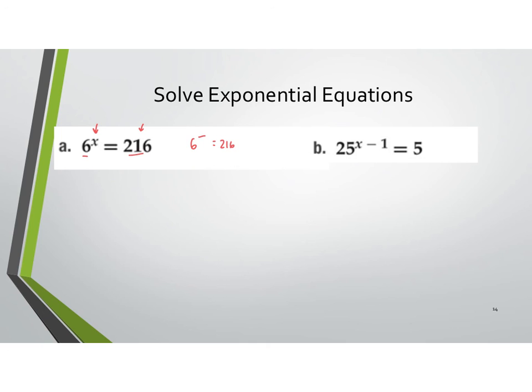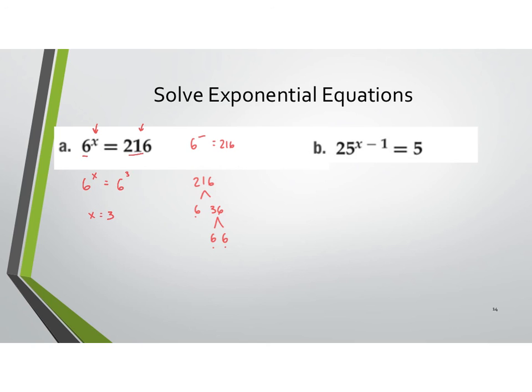So I'm going to break this number down. I have 216, and since I know my base has to be 6, I'm going to just start dividing by 6 and see what that takes me. This is 6 times 36, which means 36 breaks down into 6 and 6. So I have 1, 2, 3 6s. That means I can rewrite 216 as 6 to the power of 3, which means my bases go away, and x is equal to 3.